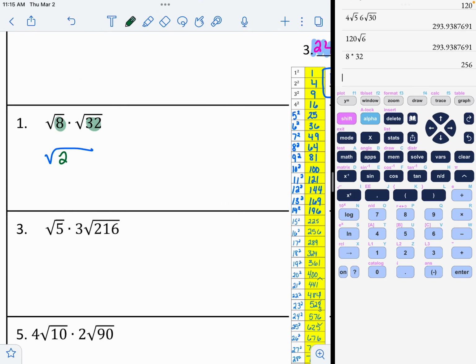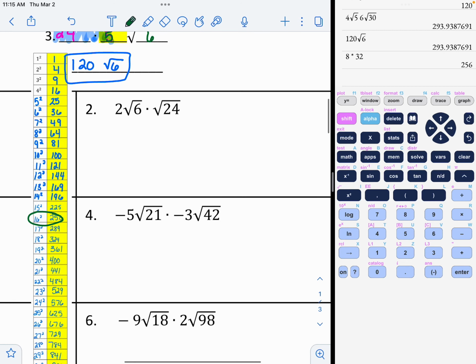So I get 256. Now I'm going to look at my list, and I see 256 is on my list. This is a perfect square, so I'm just going to write perfect. So my final answer is just a 16. There was nothing on the outside to even contend with or even to worry about. So just 16 is my final answer. Let me erase that circle and do number two.